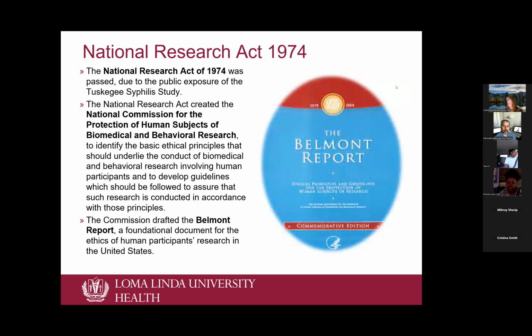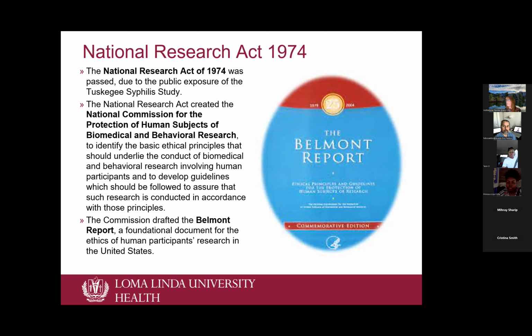So the National Research Act of 1974 was passed, and this was driven by the publicity given to the syphilis study. That National Research Act is what created the National Commission for the Protection of Human Subjects of Biomedical and Behavioral Research. If you've not done your human subjects research training here on campus yet, you will be doing one that's specific to this topic. The commission's purpose was to identify the basic ethical principles that should underlie the conduct of biomedical and behavioral research involving human participants, and to develop guidelines which should be followed to assure that such research is conducted in accordance with those principles.